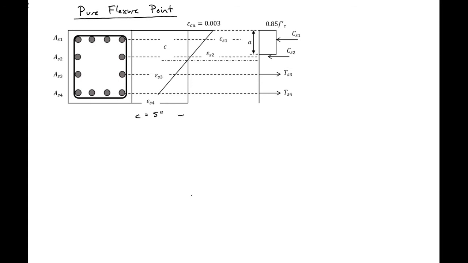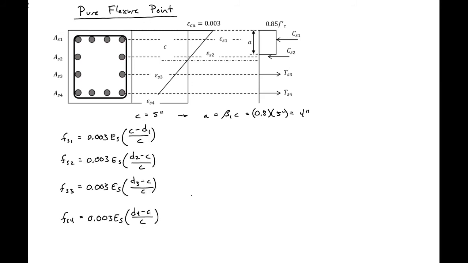So for a C equal to 5 inches, we'll have an A equal to beta 1 C, so 0.8 times 5 is going to equal 4 inches. So we're first going to calculate the stress in all of our layers of steel with our guessed C. We can see that our C is falling, in this case, between our first and second layers. So our top layer is going to be in compression, and the next layers are going to be in tension. So you can see that's how I set up our equations here.